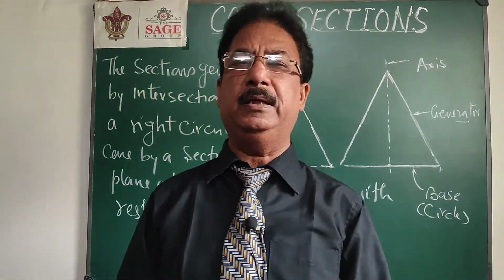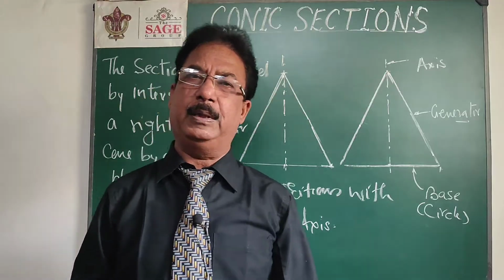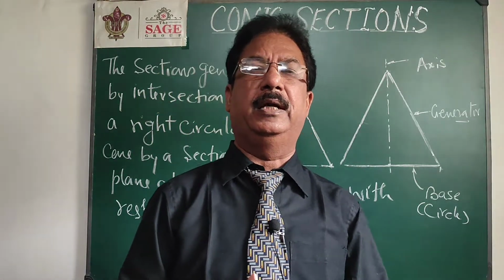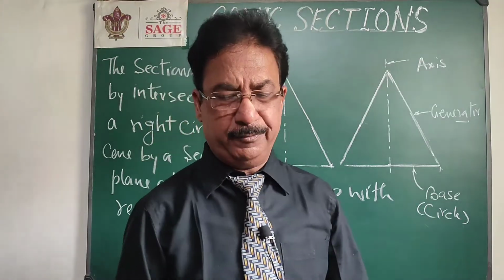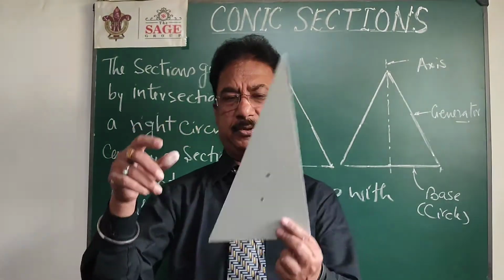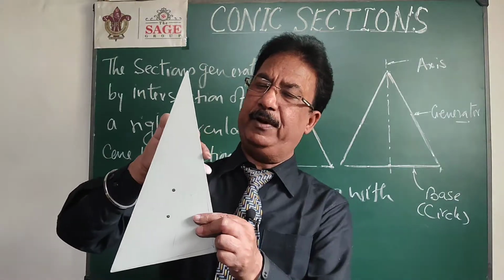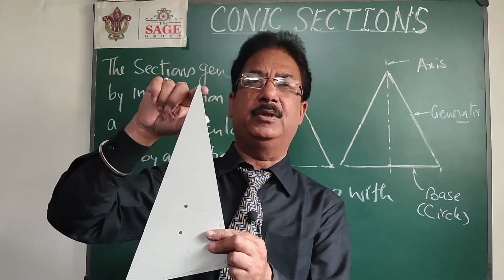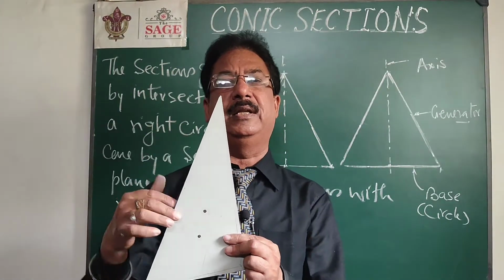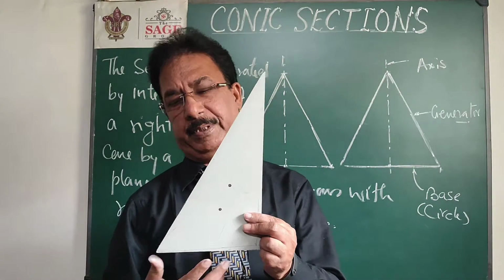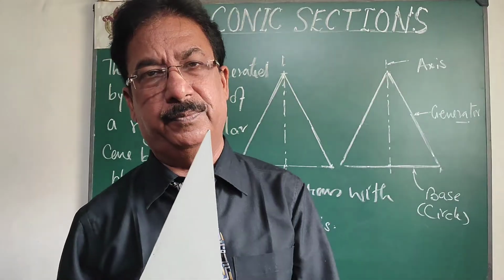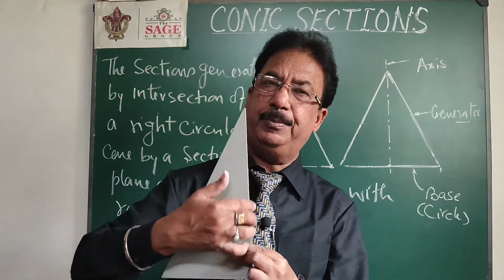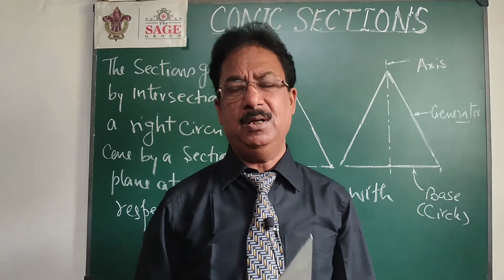As you remember, the cone is a type of solid in the category of solids of revolution. The cone is generated when a right angle triangle is rotated about this line. The curved surface and the base are generated, and that solid is known as a cone. It is a right circular cone because the axis is perpendicular to the base.